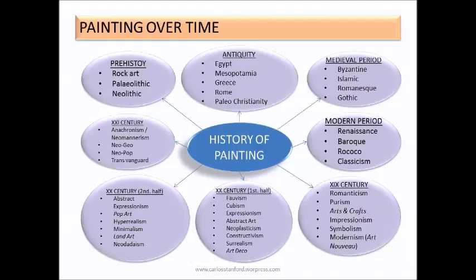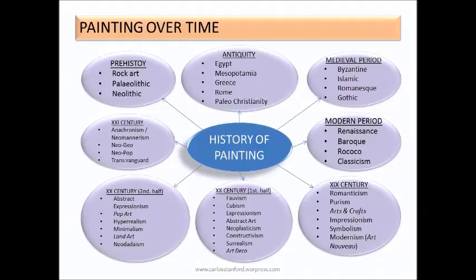At medieval period, painting began to be characterized by creating scenes alluding to Christianity and of course monarchy. This kind of painting was icon of Byzantine, Islamic, Romanesque, and Gothic art. At modern period, between 15th and 18th centuries, emerged first movements, Renaissance, Baroque, Rococo, and Classicism, which recreated antiquity scenes. At 19th century, painting had already a more realistic perception and even figurative. It was key in Romanticism, Purism, arts and crafts, Impressionism, Symbolism, and Modernism, also known as Art Nouveau, that means in French New Art.